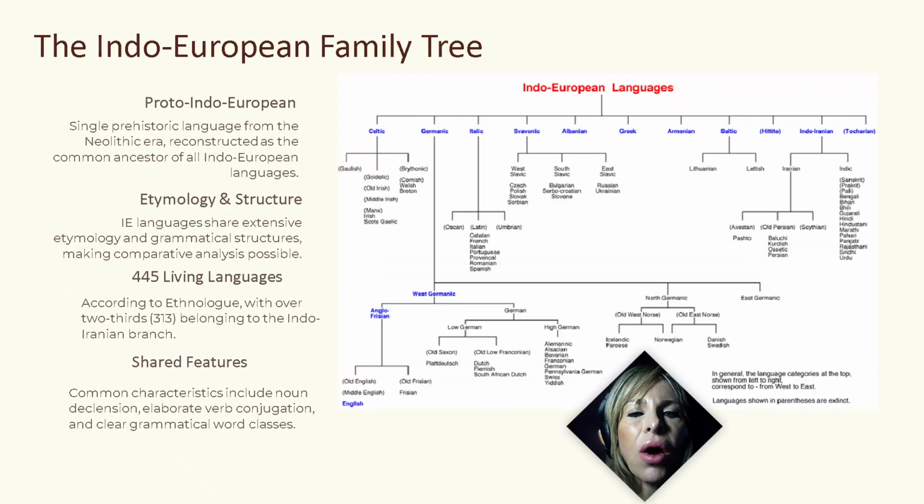languages. All Indo-European languages are descendants of a single prehistoric language reconstructed as Proto-Indo-European, spoken sometime in the Neolithic era. The Indo-European family is divided into several branches or subfamilies. There are about 445 living Indo-European languages. Therefore, it's quite understandable that at some point they share characteristics such as the declension of nouns and an elaborate conjugation of verbs. The difficulty in learning a foreign language depends on its similarity to the language of the learner.